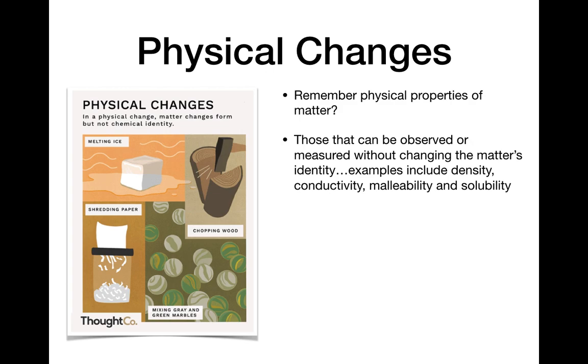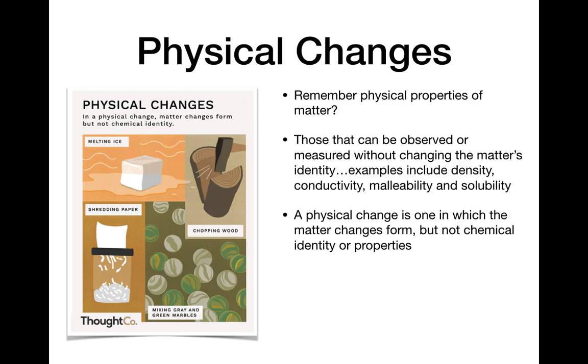So we're not changing the density. Examples of physical properties would be the density, solubility, conductivity, malleability. Malleability is how bendy a substance is, it can bend without being broken. Density is how much mass is in a given volume. Conductivity: can it conduct electricity? Is it soluble? Can you dissolve it in water or not? Those are all good physical properties. And physical properties are connected to physical changes. So physical changes are ones where the matter is going to change form, but not the chemical identity.